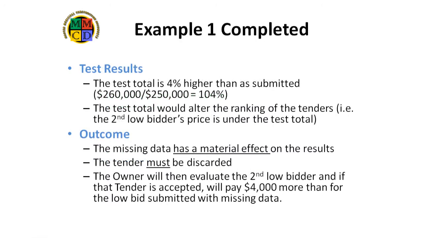The test results. The test total is 4% higher than as submitted. 260,000 over 250,000 is 104%. The test total would alter the ranking of the tenders, as the second low bidder's price is under the test total. So what's the outcome? The missing data has a material effect on the results, and the tender must be discarded. The owner will then evaluate the second low bidder, and if that tender is accepted, will pay $4,000 more than for the low bid submitted with the missing data.